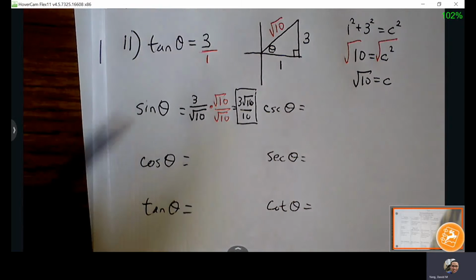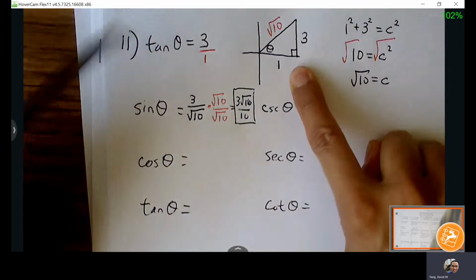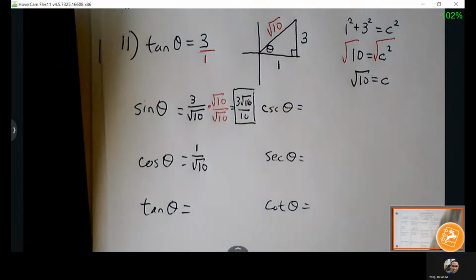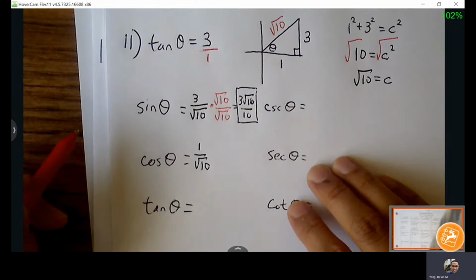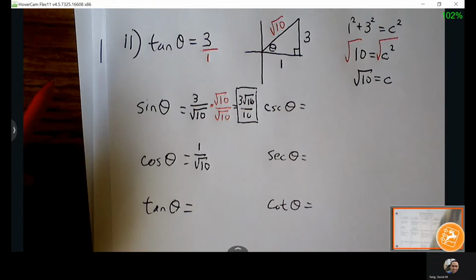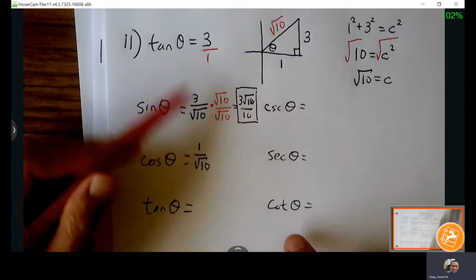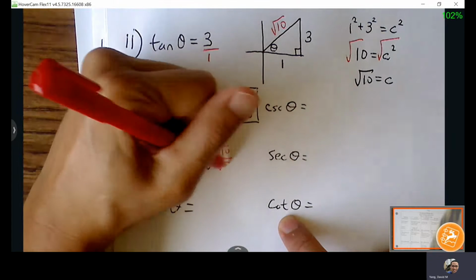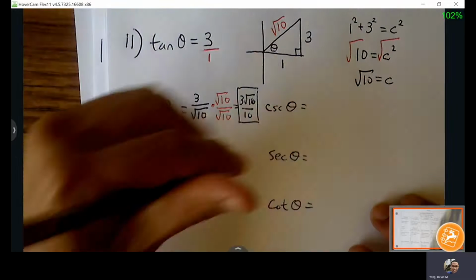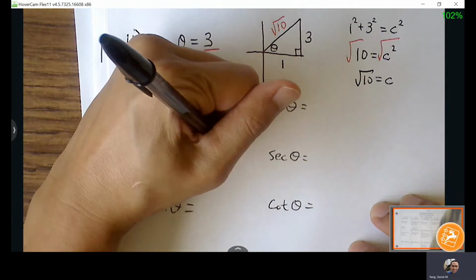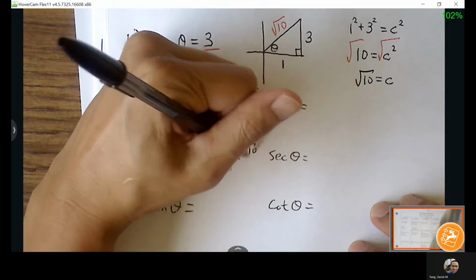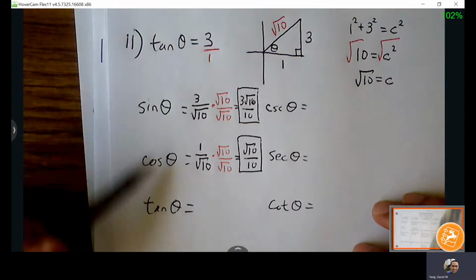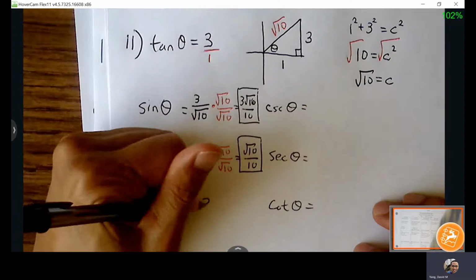Cosine of theta, adjacent over hypotenuse, so 1 over root 10. Tangent is given, so we can write that down. Here I'm going to multiply by the square root of 10. You see that there's that radical in the denominator, so I'm going to rationalize that denominator and get that radical to move up top. Tangent of theta is just 3, we know that.